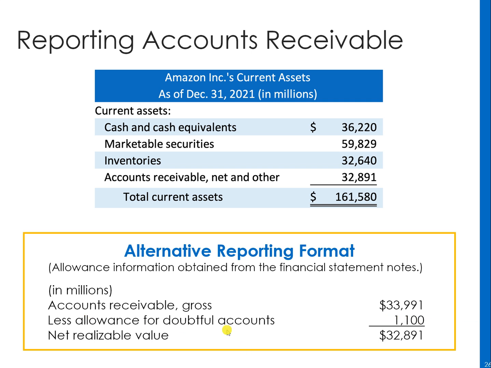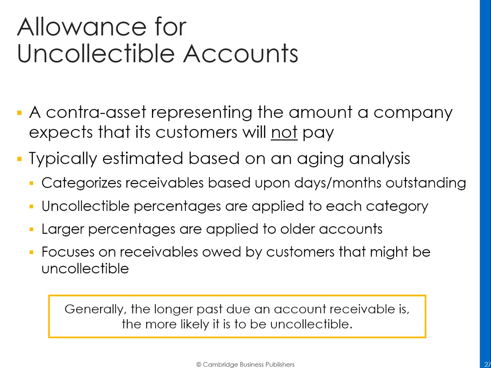So what is this allowance for doubtful accounts? This is a contra asset account representing the amount the company expects its customers will not pay. A contra asset account is going to reduce our asset, but it's still an asset. The normal balance for an asset is on the debit side, and the normal balance for a contra asset will be on the credit side.